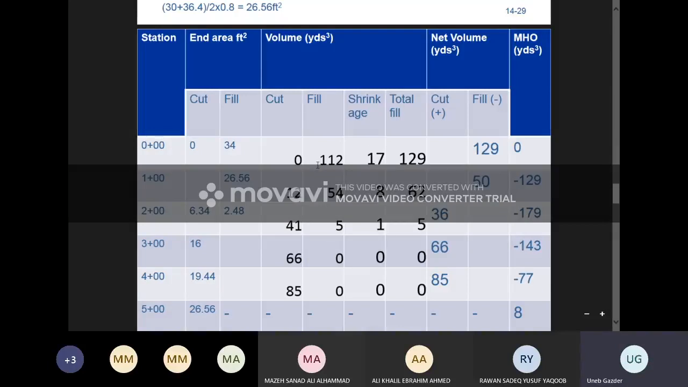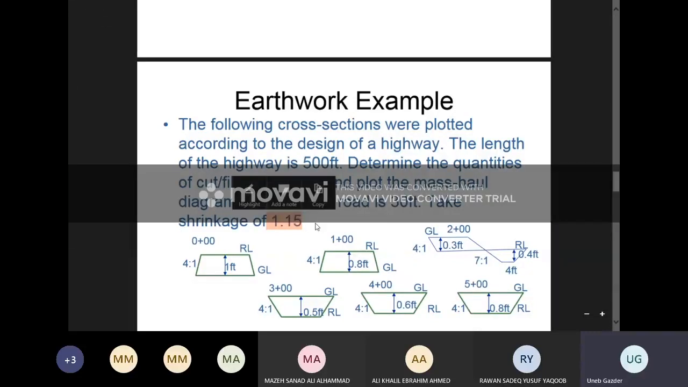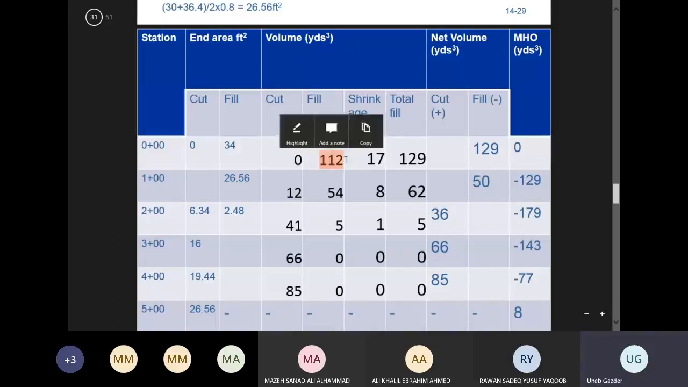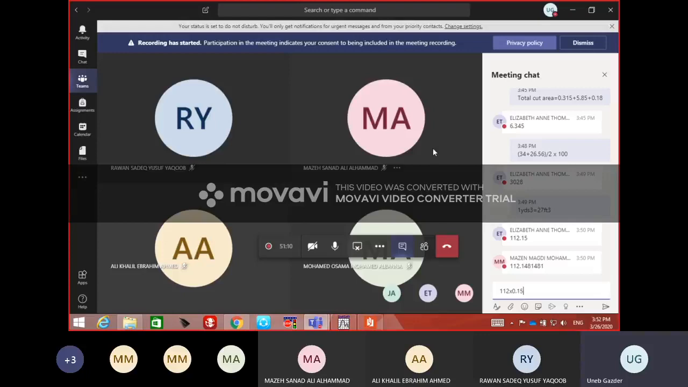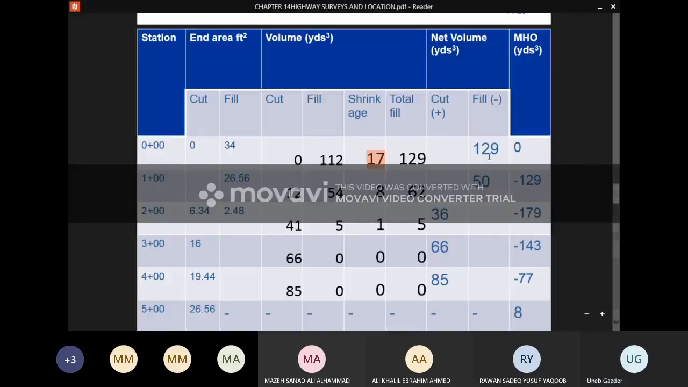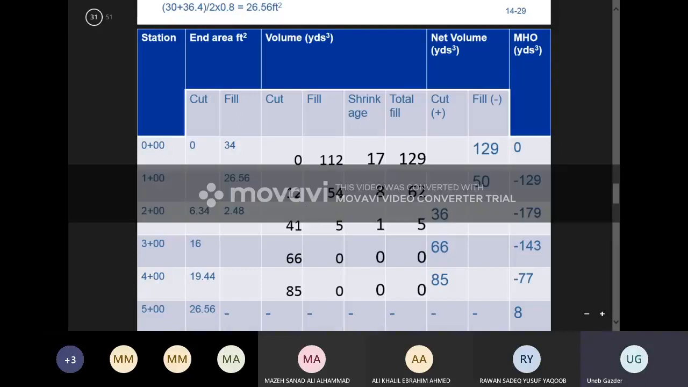Then for fill quantity, we discussed yesterday, you have to apply shrinkage, because when you fill the material, you have to compact it, and by compaction you will get some shrinkage. So how much shrinkage was there? It was given in the question. Shrinkage is 1.15. That means the material of filling should be increased by 15%. See, 1.15 means I'm increasing by 15%. So you take 112 and calculate 15% of 112. It will be 17. 112 into 0.15 will give you 17. Similarly, 15% of 54 will be 8. 15% of 5 will be 1, and so on. So each time you take the fill number and multiply with 0.15. You get the shrinkage quantity.